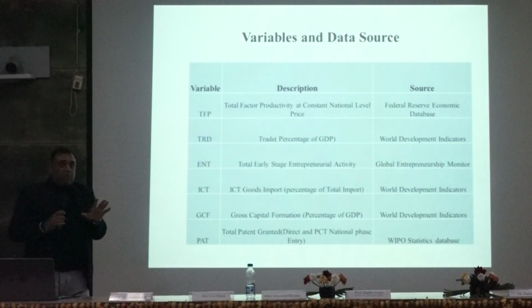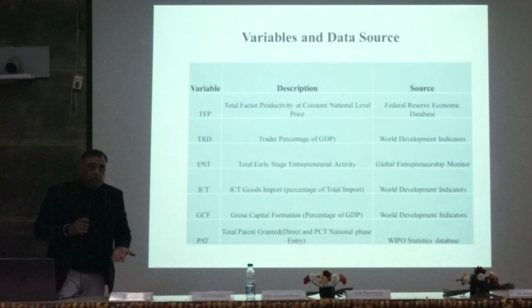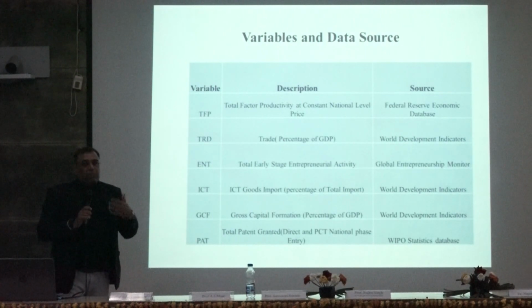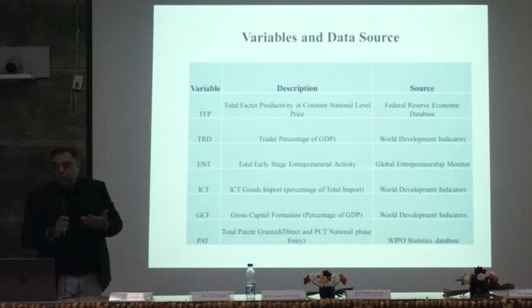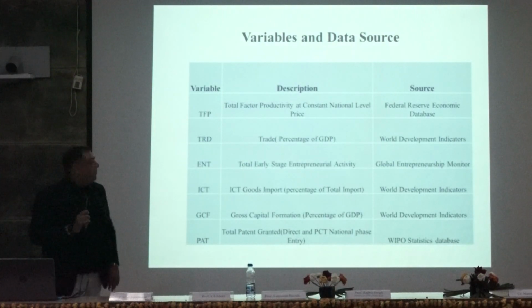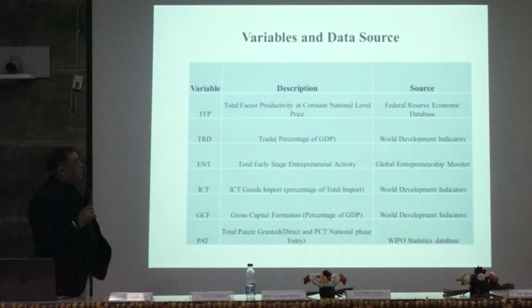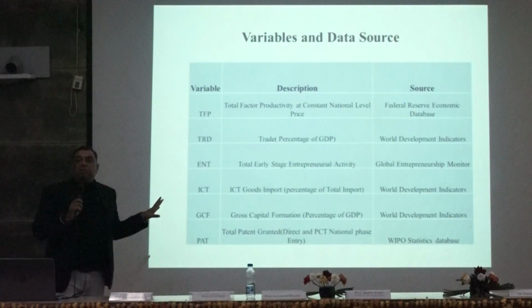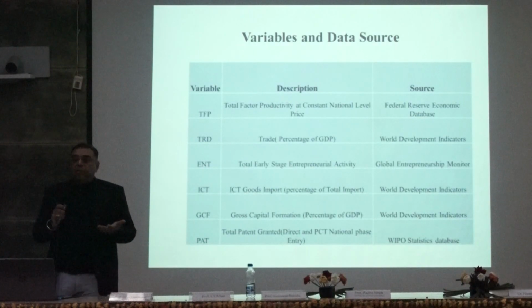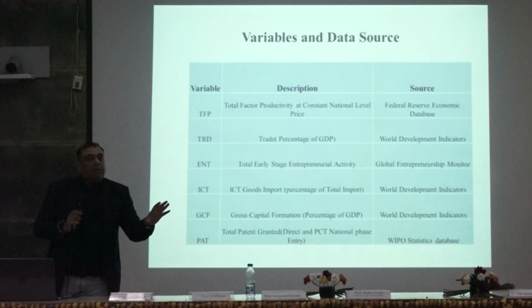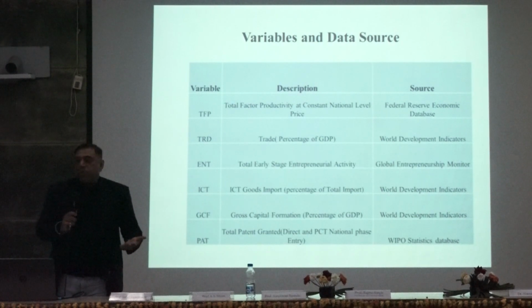Now I am focusing on some empirical investigation by taking the case of India. I have taken a few factors so that I can show you how important capital formation is for total factor productivity. This data is taken from the Federal Reserve Economic Database at constant national level prices. These are databases we collect internationally, and we run some models and then prove whether these macroeconomic factors are contributing positively or negatively through econometric models.